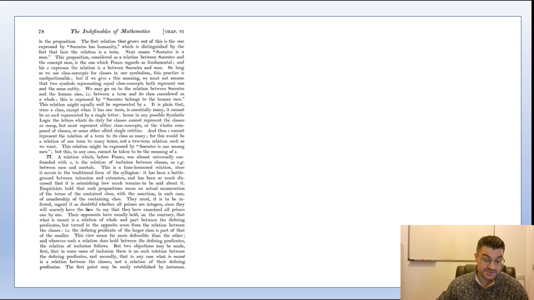Empiricists hold that such propositions mean an actual enumeration of the terms of the contained class, with the assertion, in each case, of membership of the containing class. They must, it is to be inferred, regard it as doubtful whether all primes are integers, since they will scarcely have the face to say that they have examined all primes one by one.